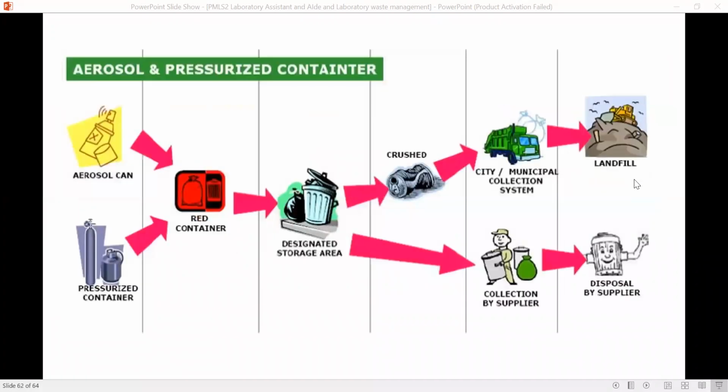Okay. And then next, you have the aerosol. Okay. So, and the pressurized container, parehong red. Okay. And yan, collected yan by the supplier. No? O kaya tapon sa landfill. Okay. So kadalasan yan binabalik dun sa supplier. Bahala na yung supplier, no, kung paano niya gagawin diyan.